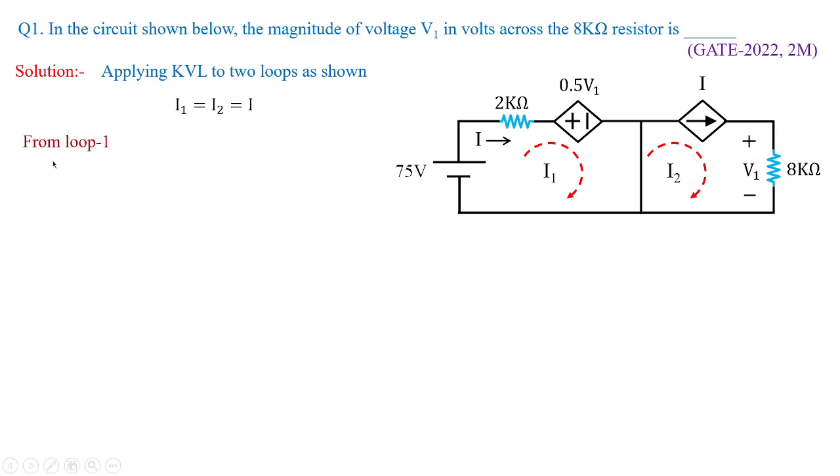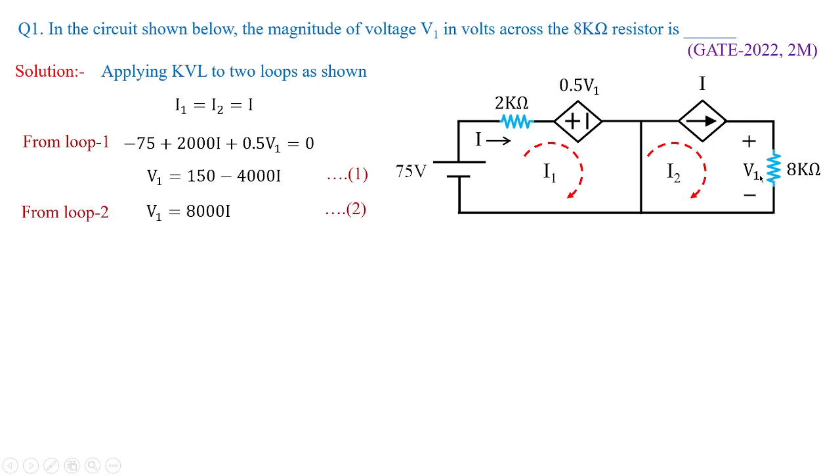Then from loop 1, I'm applying KVL. I'm going to get minus 75 plus 2000I plus 0.5 V1 equal to 0. With this, V1 will be equal to 150 minus 4000I. This I will treat as equation 1. Also, V1 across 8 kilo ohms is equal to 8 kilo into I. So V1 equals 8000I, and I'll call this equation 2.